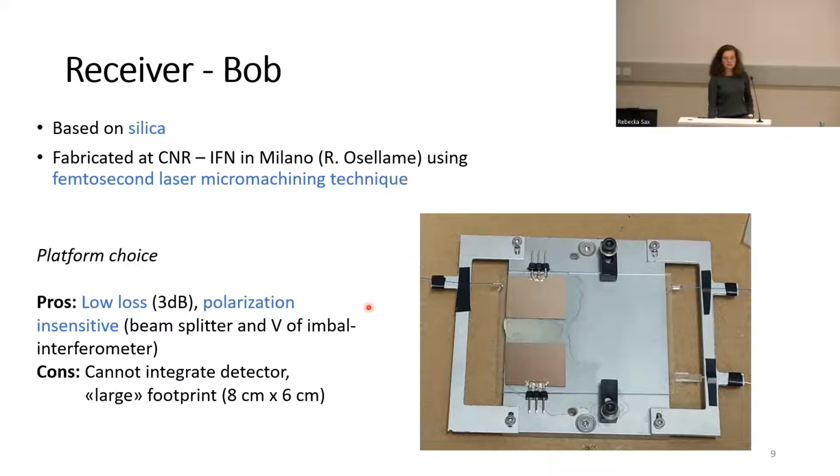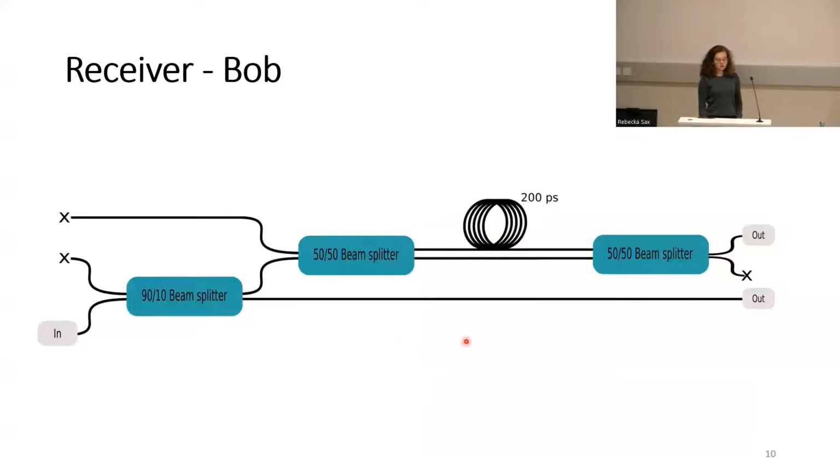Okay, some disadvantages: again, we cannot integrate a detector here. And one could say it has a rather large footprint of around 8 times 6 centimeters squared. So it's slightly bigger than the previous chip. So again, here's an overview of the optical part of our chip. We enter into a 90-10 beam splitter. 90% of the light goes out towards the Z base's detector. The detectors are off chip. 10% of light goes into this Mach-Zehnder interferometer with a 200 picosecond delay line, again the same as on Alice's side, and out towards a detector.